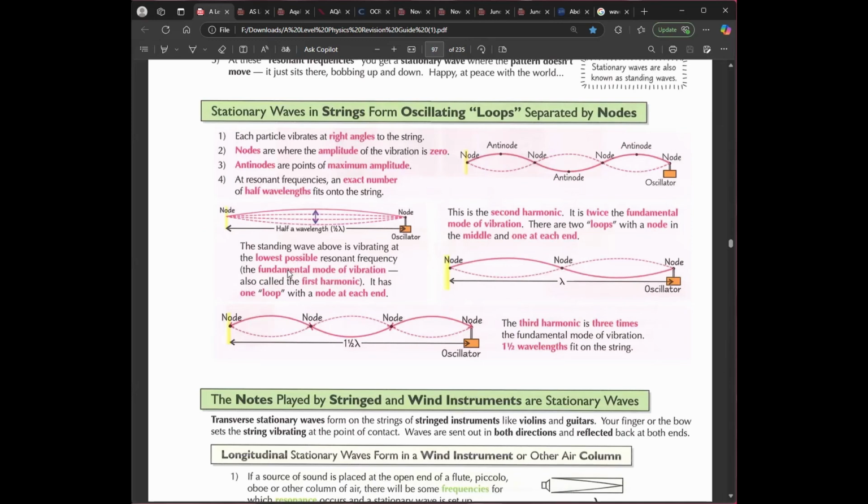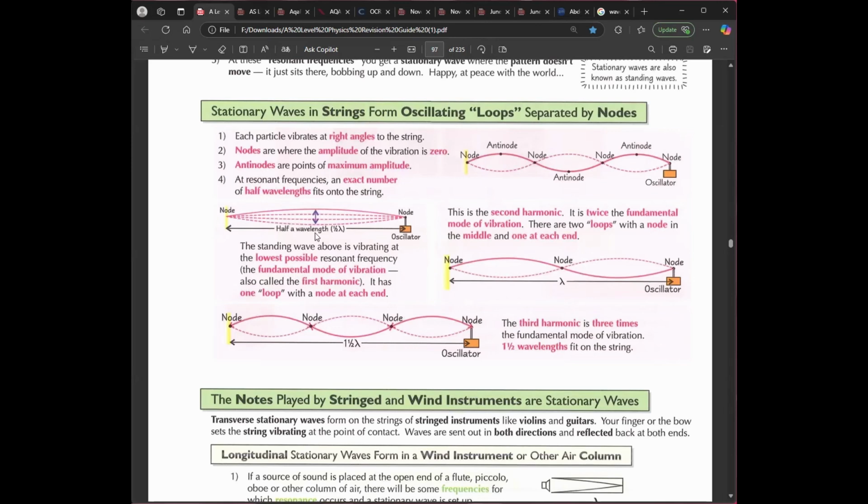Now we'll discuss what the fundamental modes are. The standing wave above is vibrating at the lowest possible resonant frequency, because if you reduce the frequency at that point, you won't see any stationary wave. At the fundamental mode of vibration, you basically just have two nodes and one antinode, which means just half of the wavelength you can see. So that is called the fundamental mode of vibration, also called the first harmonic. You should know that it has one loop with a node at each end. So this is the fundamental mode of vibration.